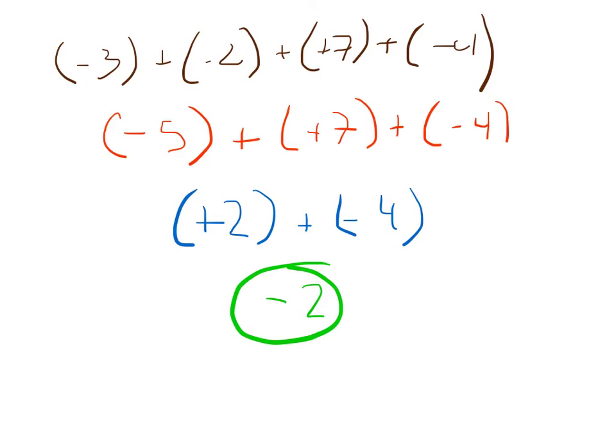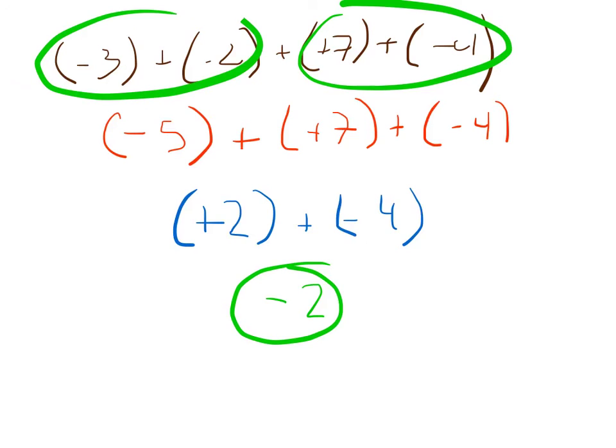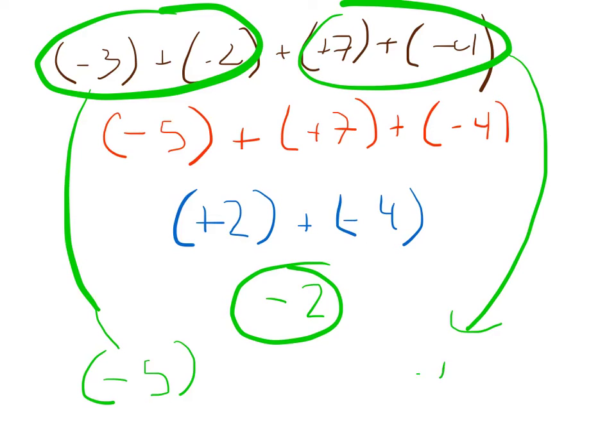There's a few other ways that you could do it. You could have done these two together and these two, so that you would have had a negative 5, and over here a positive 7 plus a negative 4 would have been a positive 3. So you'd have a negative 5 plus a positive 3, which also would equal a negative 2. So a few different ways to do each of these.